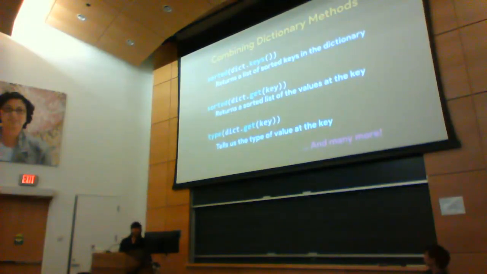So we do sorted(dict.keys), then we're trying to sort a list of keys. Sorted(dict.get(key)): if the value is a list, then we get a sorted list of values from that key. We can do type(dict.get(key)), so we get the type of the value from that key.